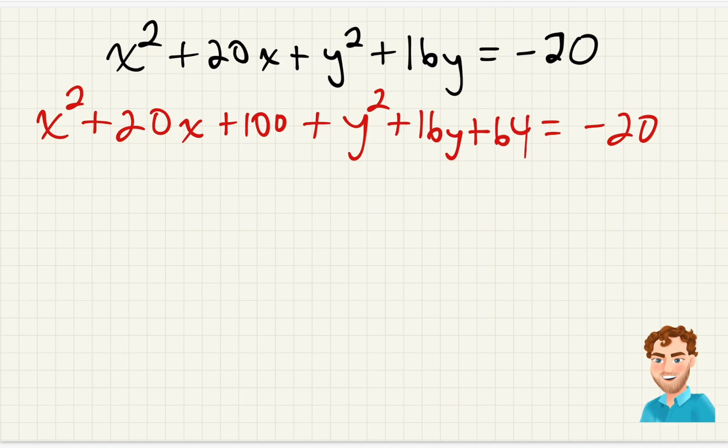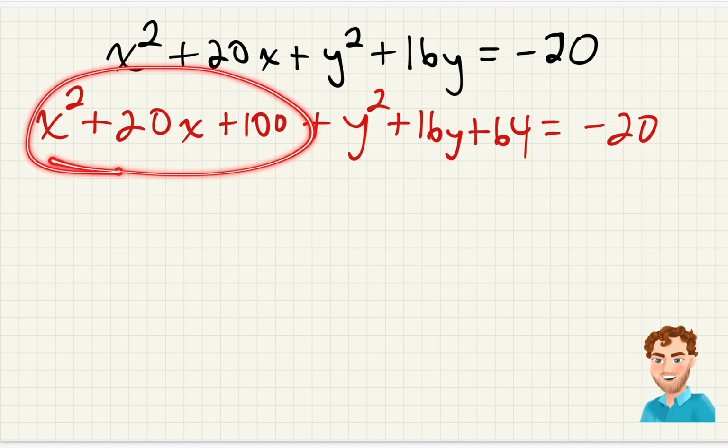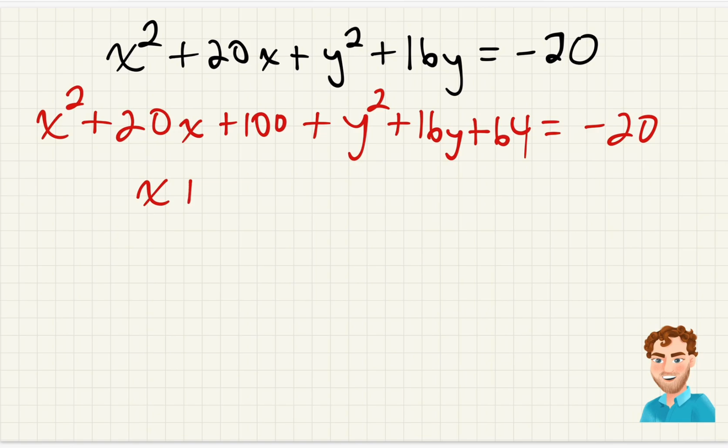Now we've got perfect square trinomials that we can now factor. So that's going to be (x + 10)². This one is going to be (y + 8)².